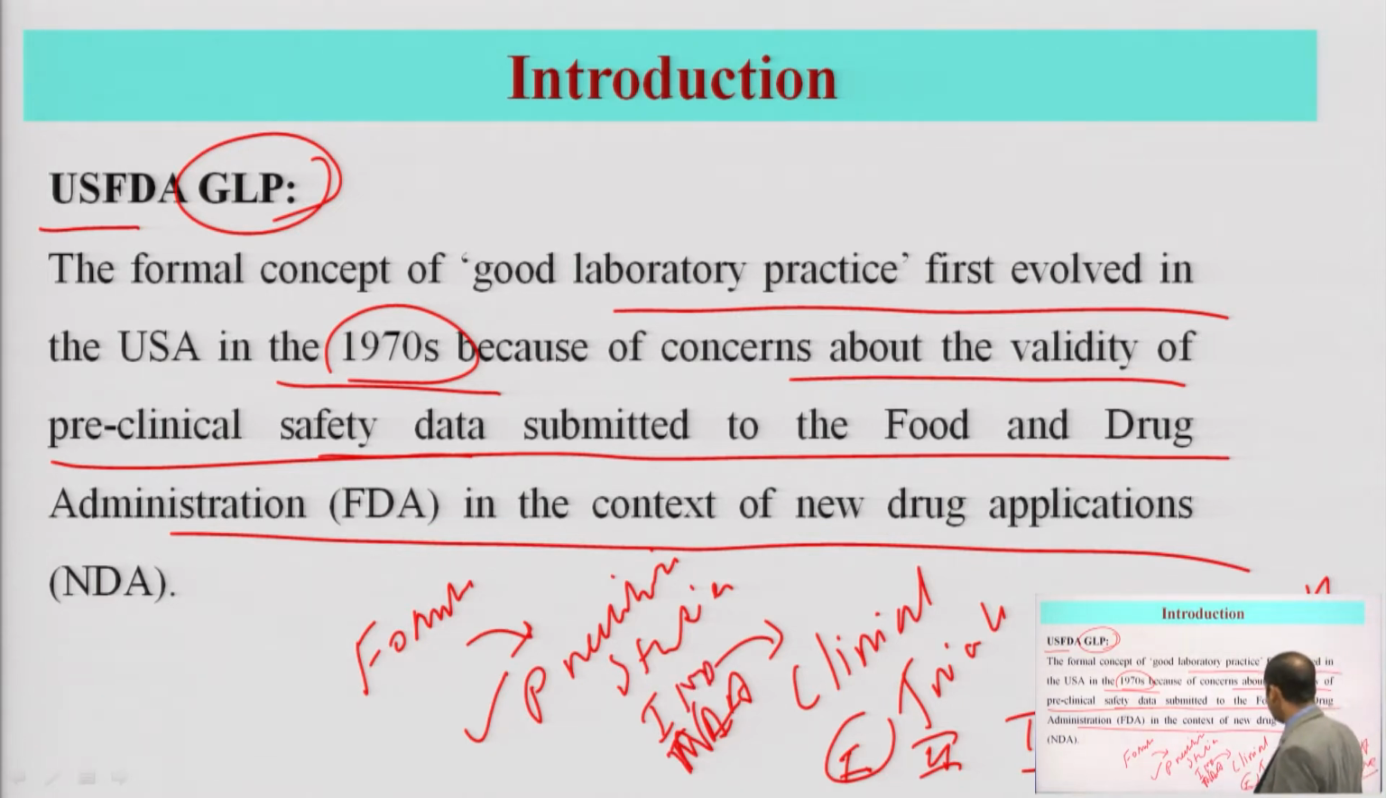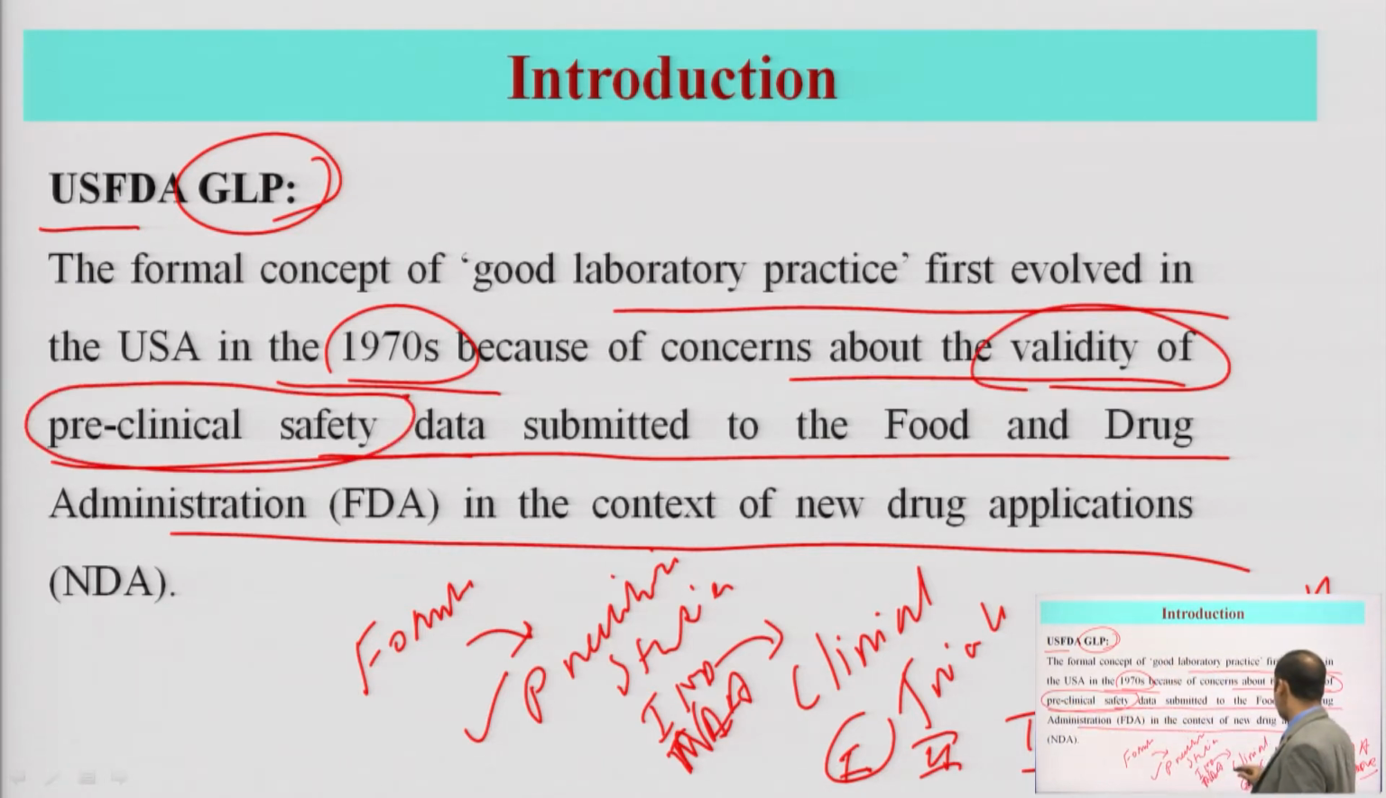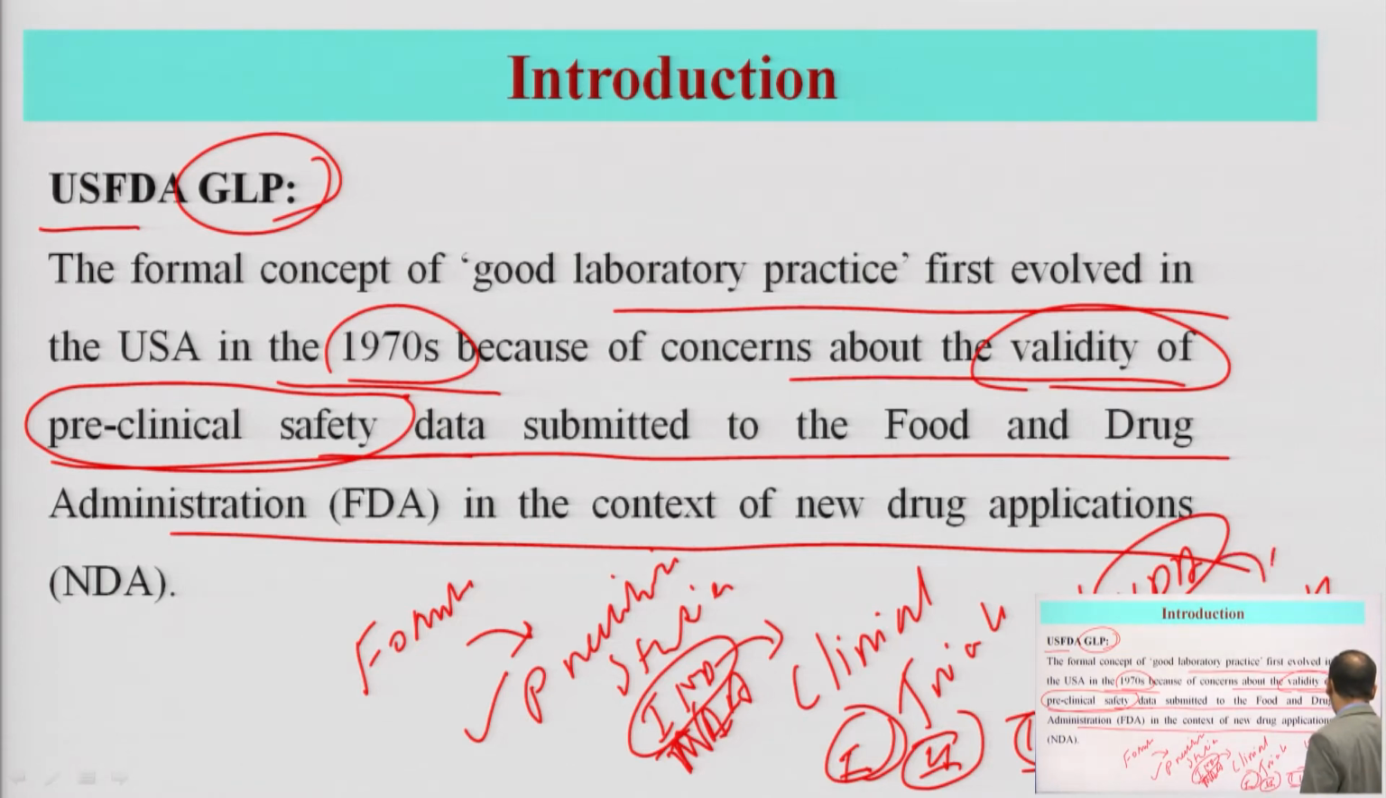This is called IND and NDA. After getting the approval, the problem arose about the validity of the preclinical safety data. After doing all those preclinical studies, phase 1, phase 2, phase 3, whatever NDA they are submitting. See, this is IND, and this is NDA. Whatever NDA they were submitting to the FDA, there was some issue of validation.